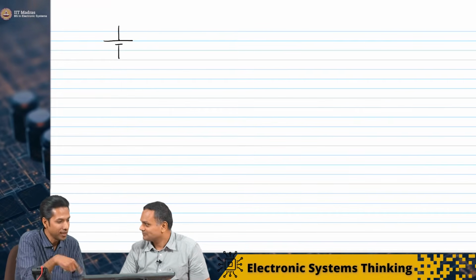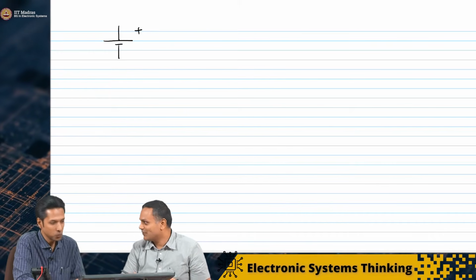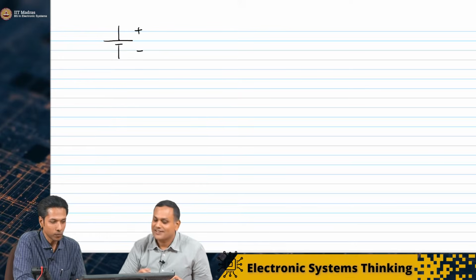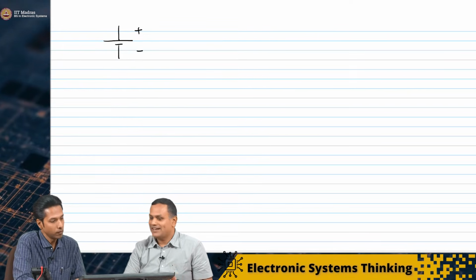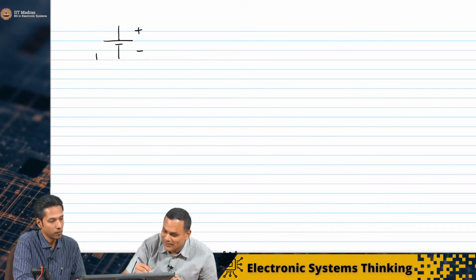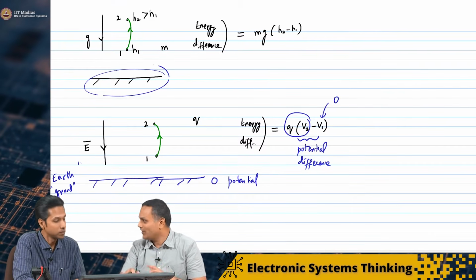The lengthier one indicates the positive side. The smaller side indicates the negative side. So in other words, it is like points 1 and 2. In the previous page, we had points 1 and 2.